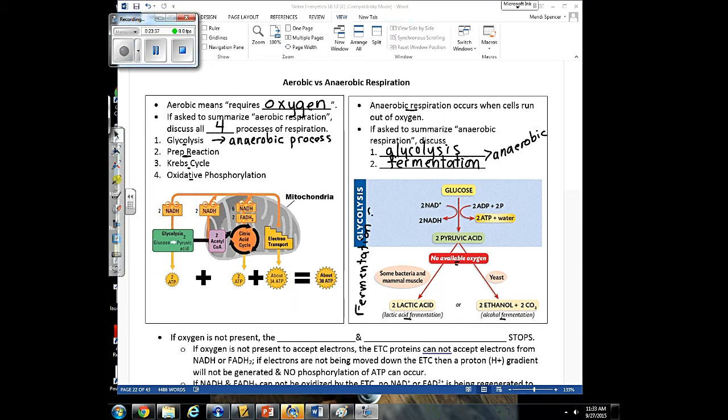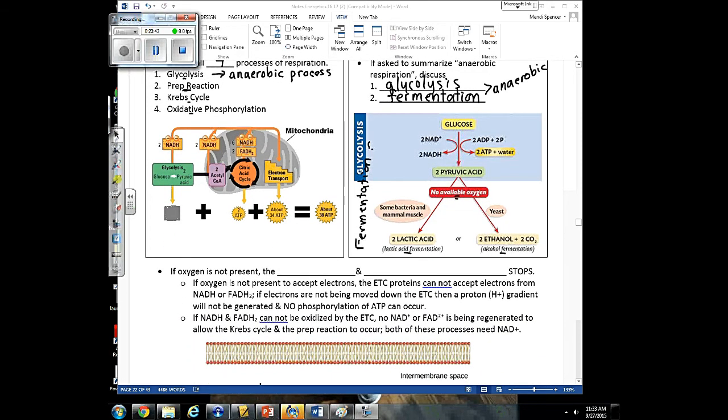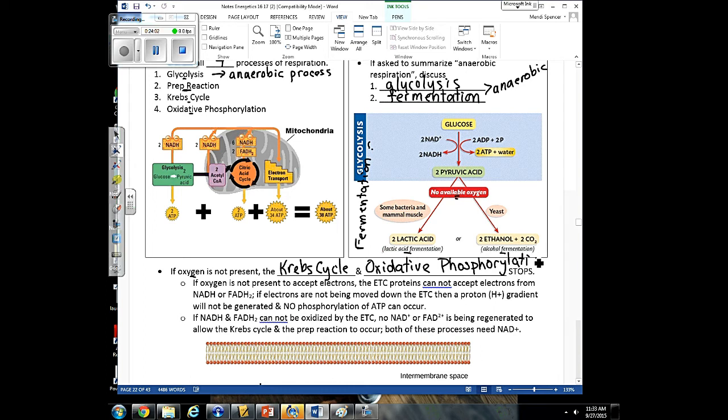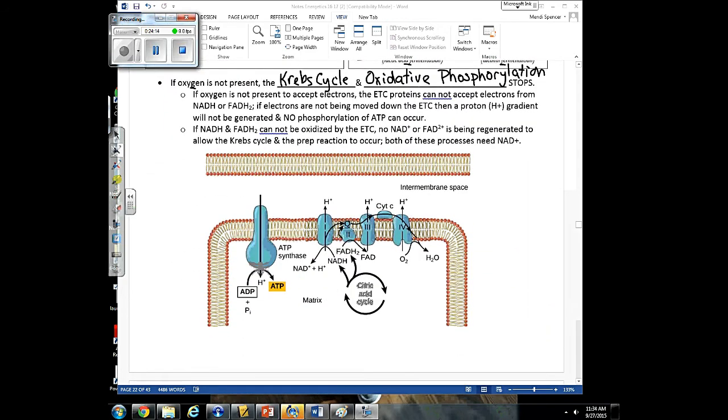Now, before we take a closer look at these fermentation steps, I need to indicate why we have to have a backup plan when there's no oxygen. If oxygen is not present, then the Krebs cycle and oxidative phosphorylation stop. And you need to understand why these 2 processes stop. So let's indicate that no oxygen is here to be the final electron acceptor.